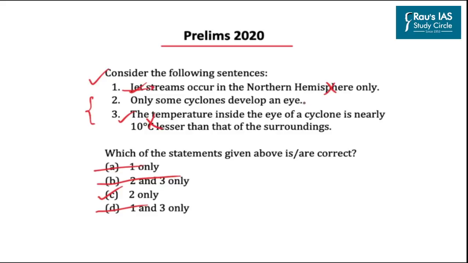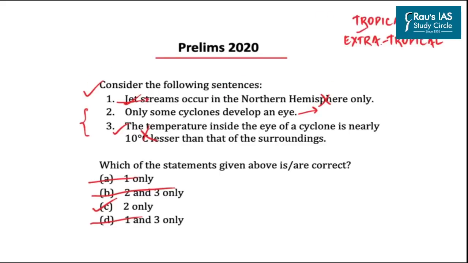Apart from that, if you have to judge this particular statement on its own merit, you can easily understand that there are two kinds of cyclones, tropical and extratropical cyclone. You know that tropical cyclone has an eye, but extratropical cyclones, which are formed due to the frontal mechanisms, do not have an eye, and so only some cyclones develop an eye, and so the right answer is C, 2 only.